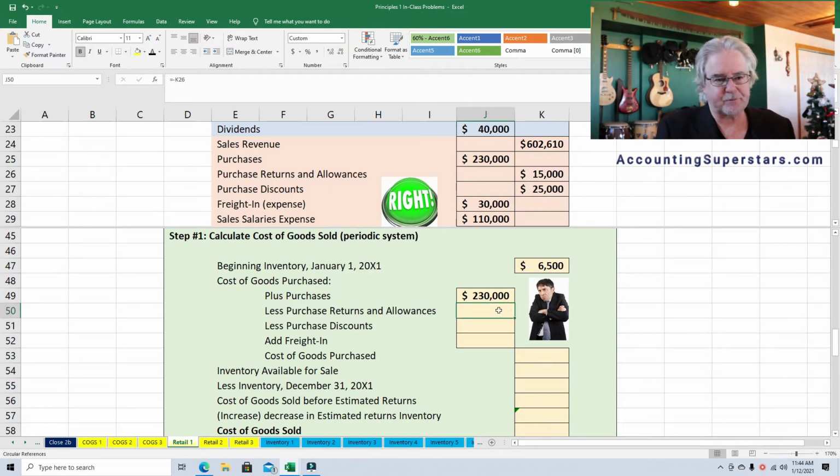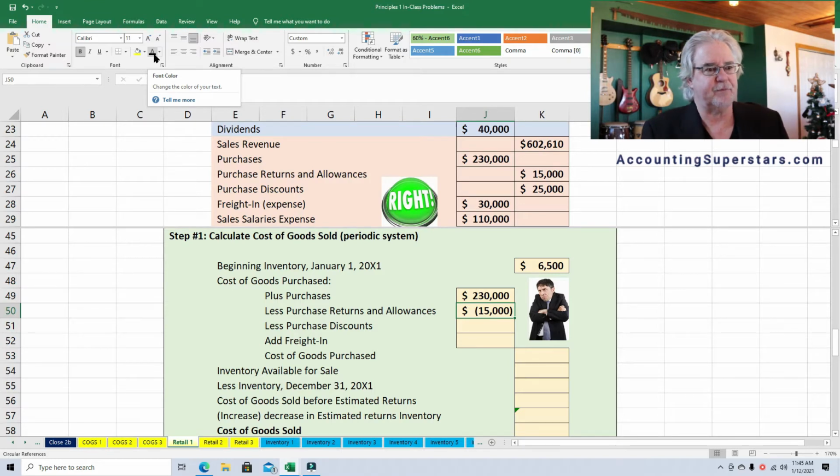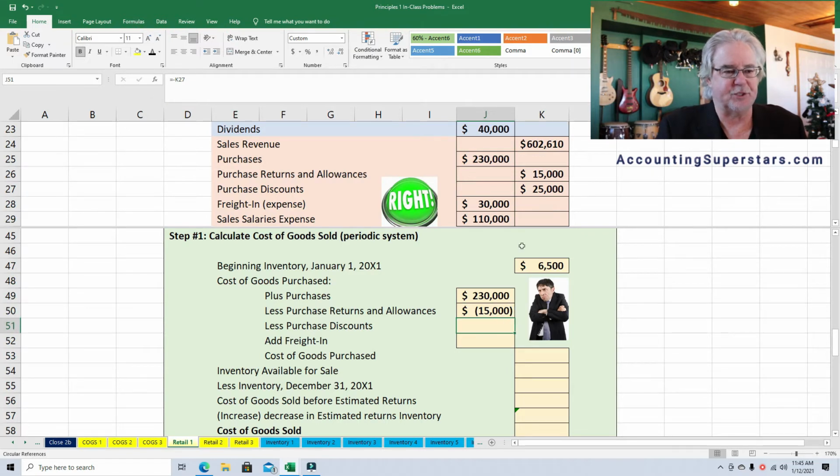If you think about it, when we return things that we don't like, that reduces the amount of purchases that we did. And by the way, the word purchases means inventory that we are purchasing that we are going to turn around and sell to our customers. The account purchases does not mean purchasing anything like gas for the company car or whatever. It only means buying items that we are going to turn around and sell to customers. Purchase discounts, it's really smart to take advantage of those discounts, and those discounts reduce the cost of our purchases. So we'll put it here as a negative number.